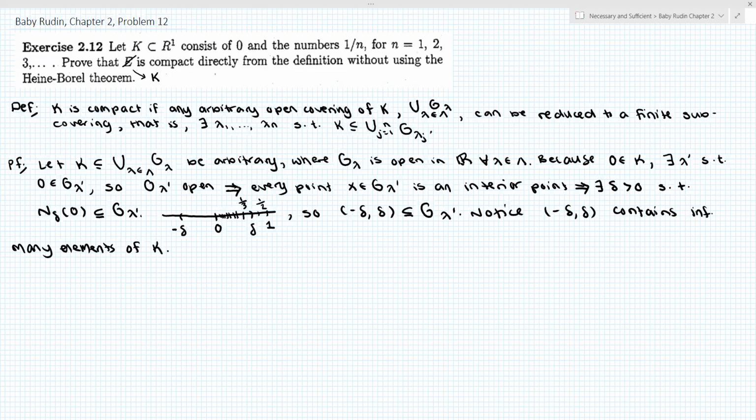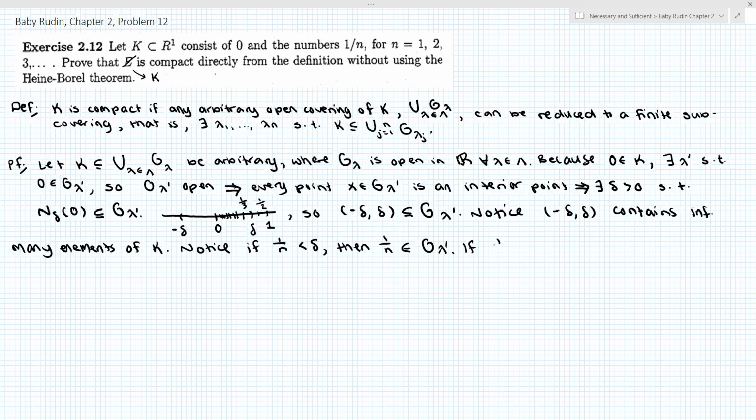So how do we formalize this idea? Well, we notice that delta is just some positive number, and if 1 over n is contained in 0 to delta, then 1 over n is smaller than delta. So notice, if 1 over n is strictly less than delta, then 1 over n is contained in O lambda prime. And that's just because 1 over n is then in the interval negative delta to delta, and that's a subset of O lambda prime.